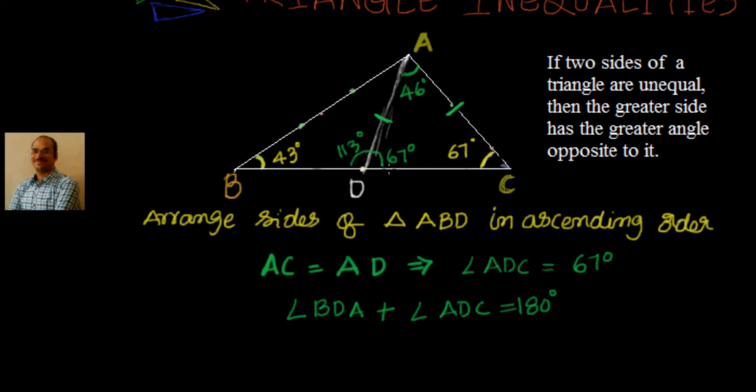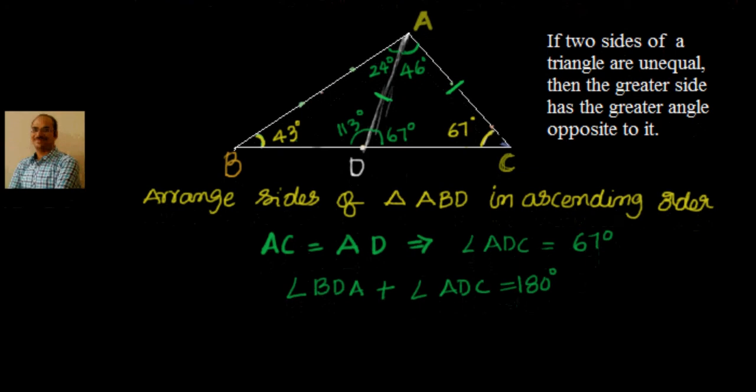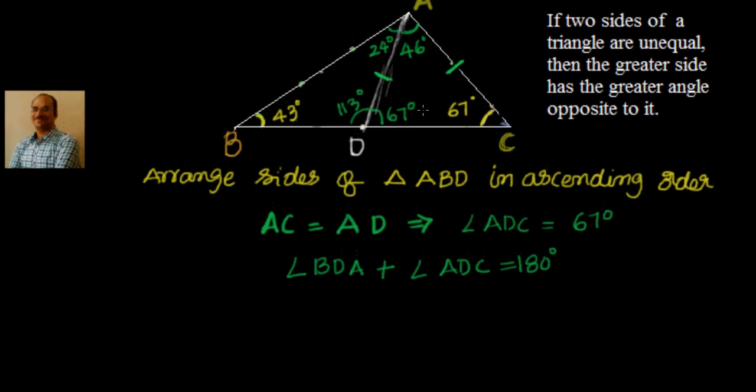Now, you know this is an exterior angle. Exterior angle is nothing but the sum of two interior angles. So 67 is 43 plus 24. So this becomes 24. You can cross check whether you got the same values or not. So let me cross check. 67, 67, 46, 180 is fine. 43, 67, 113, 180 is fine. So we are fine. So now I have the angles.